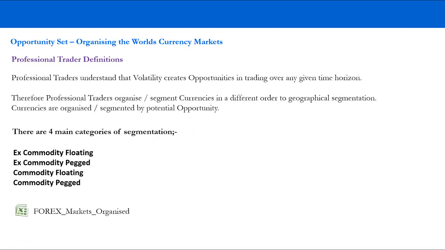Now, as professional traders, we've mentioned or briefly skimmed over this, what really matters to us is volatility. So when we define currencies, we don't really care that a country is in the G10 or not. Why would we care? As traders, what we're seeking out is volatility.